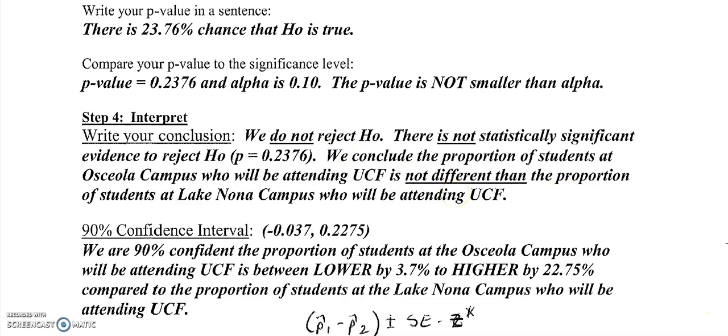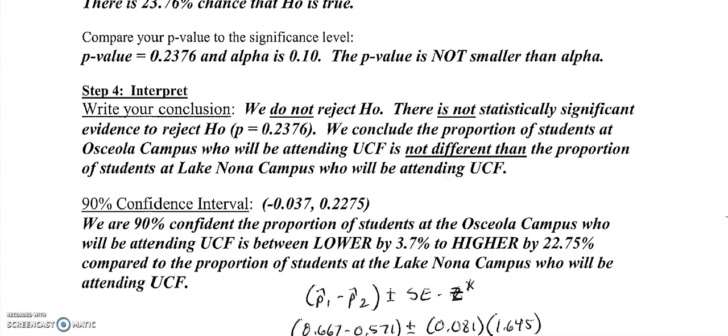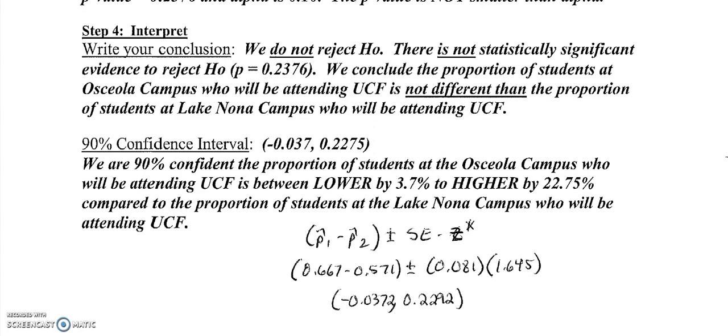So we can do a 90% confidence interval. Alpha is 10, so we're doing 90% confidence interval. So the work is p hat 1 minus p hat 2 plus or minus the SE times z star. So p hat 1 minus p hat 2 is 0.667 minus 0.571 plus or minus the SE we worked out earlier, which is 0.081. And then the z star comes from 90%, which is 1.645.